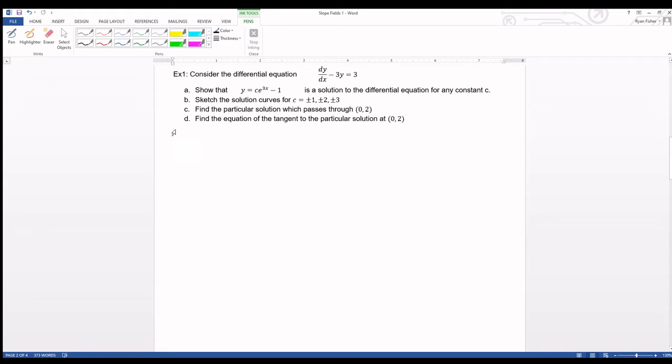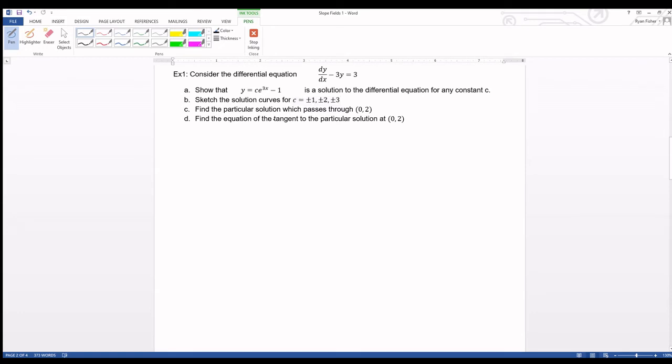So I'd like to try to work out these 4 examples for you here. Please bear with me. I'm experimenting with some new technology here, so I'm going to try to actually write on this document. My handwriting might be even worse than usual, but hopefully I'll get better over the course of the time here. So I want to show that this equation is a solution to this differential equation.